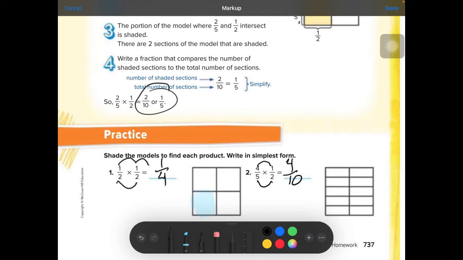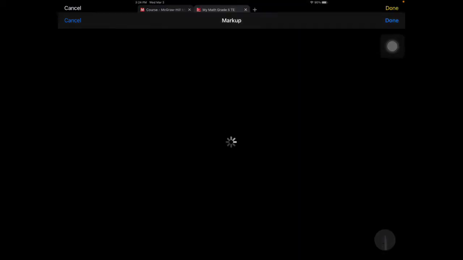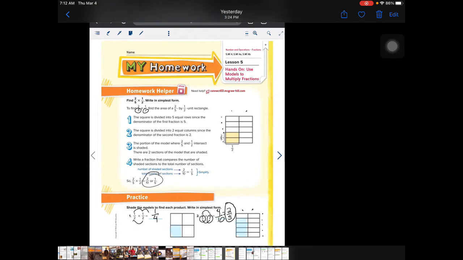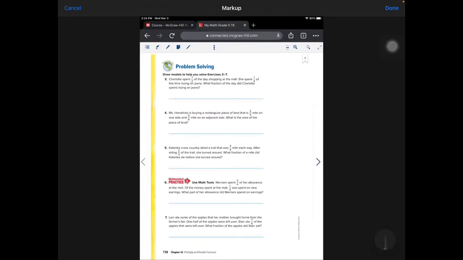Okay, number 2, 4 times 1 is 4. 5 times 2 is 10. So we're going to shade 4 out of 10 of these. And we can simplify that down to 2/5. And look, that has 5 rows and 2 columns. Next page.